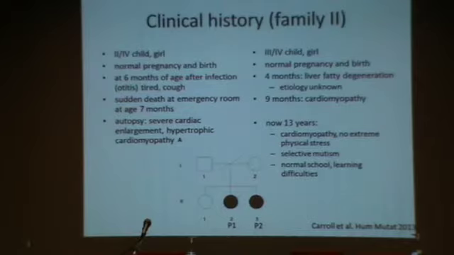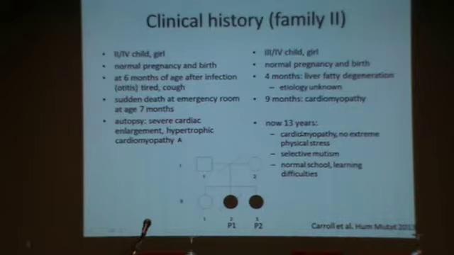Three slides of another case, another family. There were also two deceased children. The first one also had a normal pregnancy and birth as the previous one, and then got an infection and suddenly started to develop this cardiomyopathy, and unfortunately then died very quickly at the emergency. Whereas when the sister was born, they were following the sister very carefully, and they noticed already early that there was some trouble with the liver, and they also noticed the cardiomyopathy.